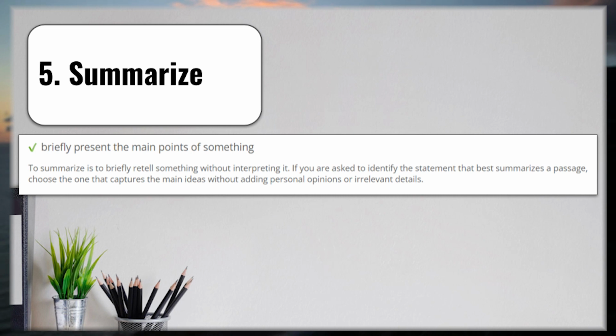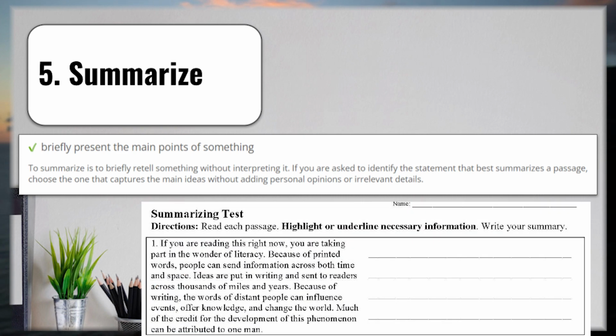To summarize is to briefly retell something without interpreting it, meaning you're not giving your own opinion. If you're asked to identify the statement that best summarizes a passage, choose the one that captures the main idea of that passage without adding personal opinions or irrelevant details.